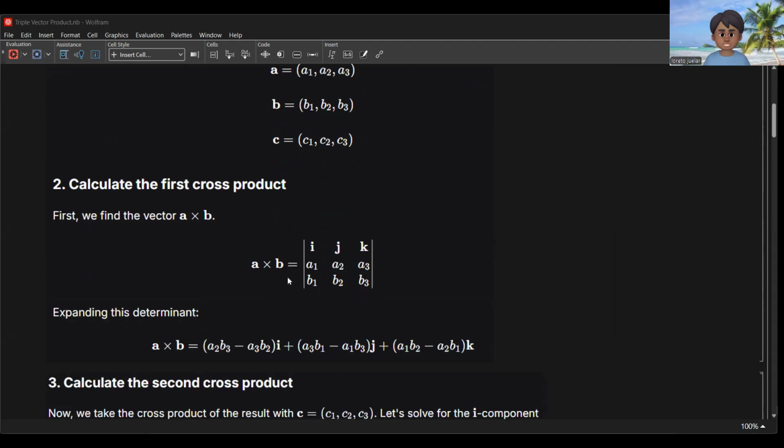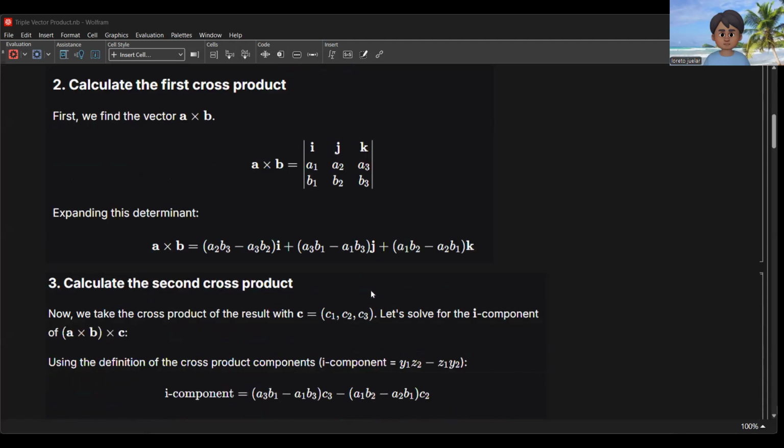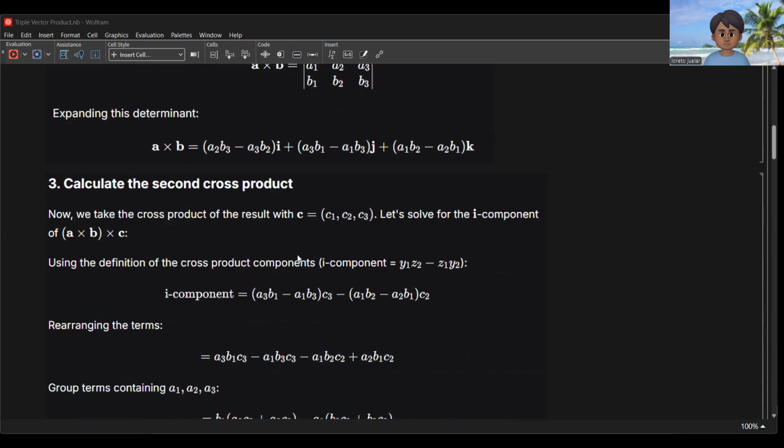Using the definition, the cross product of A and B is the determinant of i, j, k; A1, A2, A3; B1, B2, B3. Expanding this determinant, we have (A2B3 minus A3B2) times the unit vector i, plus (A3B1 minus A1B3) times the unit vector j, plus (A1B2 minus A2B1) times the unit vector k. That is the first cross product.